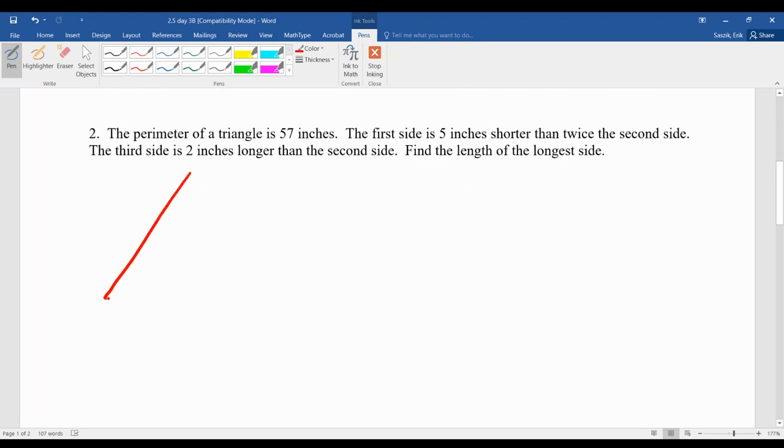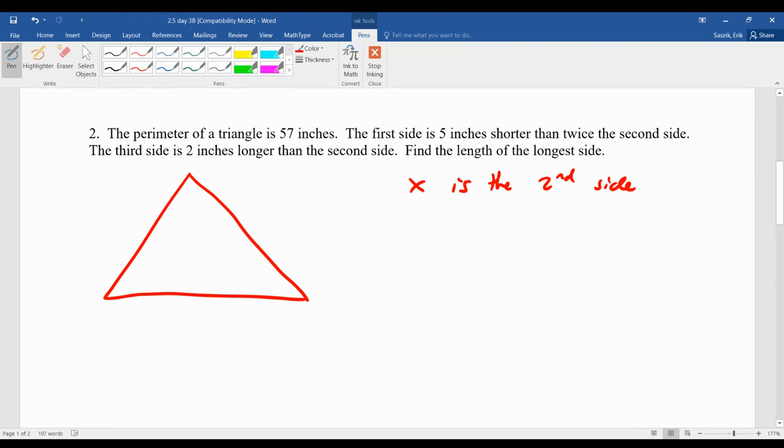Okay. I'm going to draw a triangle. Might help us a little bit. Perimeter is 50. Now, it doesn't matter which side you call the first side, second side, or third side. Who cares? It says the first side, so we know something about the first side because it's 5 inches shorter than twice the second. We know something about the third side, 2 inches longer than the second side. We don't know anything about the second side.